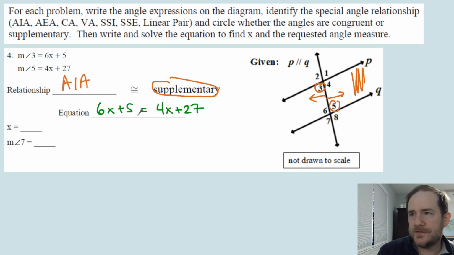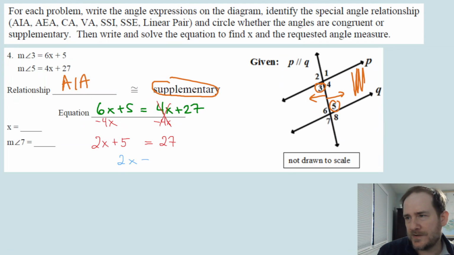And to solve, I've got x's on the left and x's on the right. So you'll subtract the x's on one side to get them to cancel out. Now over here on the right, we only have 27. Over here on the left, we only have 2x left plus 5. So now you can subtract 5 from both sides to get 2x equals 22. And then dividing by 2 tells you that x is 11.